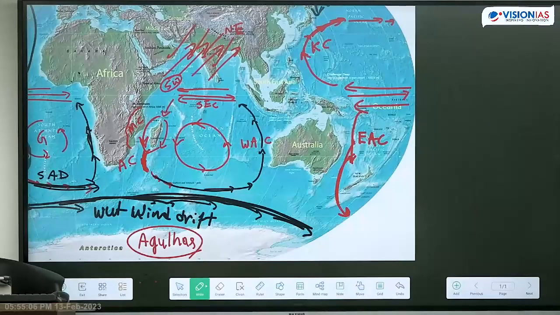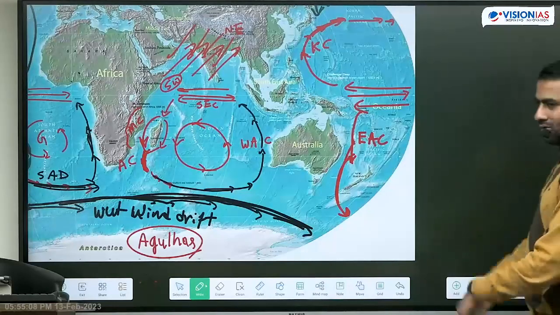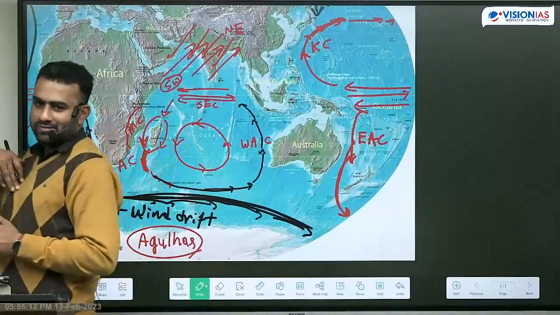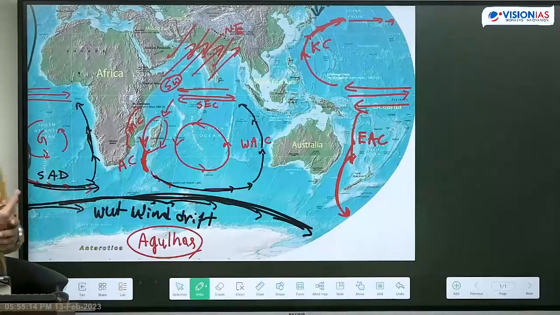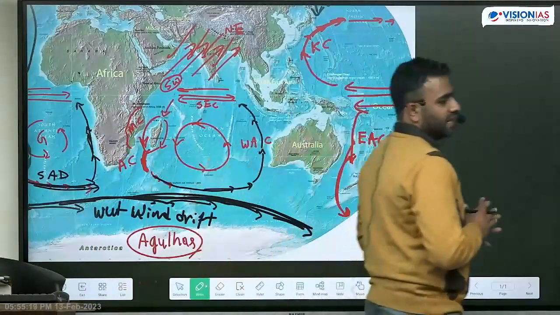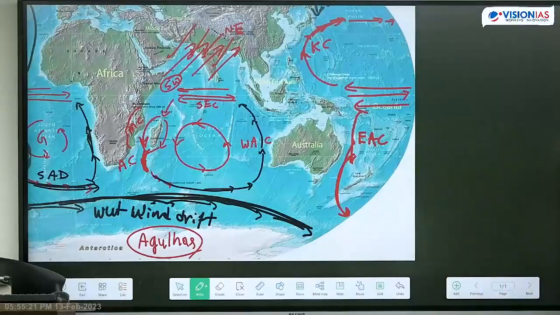The second factor is that other oceans are totally open. Okay, other oceans are totally open. They are connected with the Arctic Ocean. There is a continuous exchange of water. Here it is totally covered by land. There is a huge dominance of land.